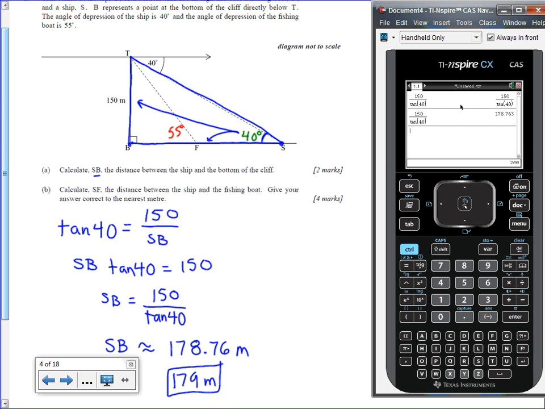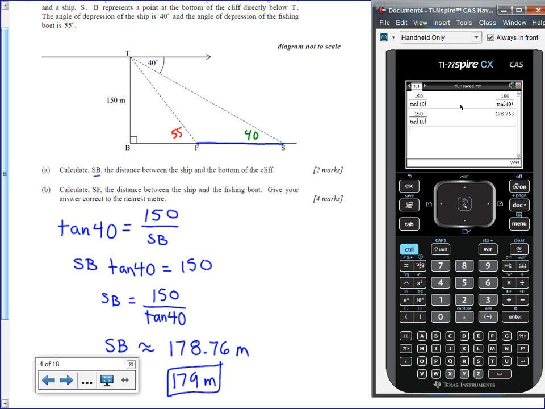Okay? And the second part of this question asks us to calculate SF, the distance between the ship and the fishing boat. So between S and F. So erase the labels that we have here. It's getting a little messy. And I will fill back in that we have 40 here, just in case we need it again. We have 55 here. And we're now trying to find this distance.